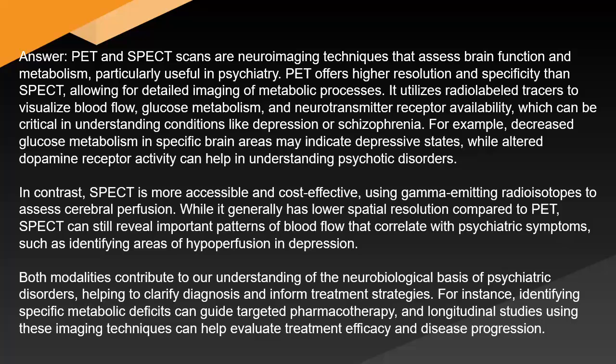It utilizes radiolabeled tracers to visualize blood flow, glucose metabolism, and neurotransmitter receptor availability, which can be critical in understanding conditions like depression or schizophrenia. For example, decreased glucose metabolism in specific brain areas may indicate depressive states, while altered dopamine receptor activity can help in understanding psychotic disorders.